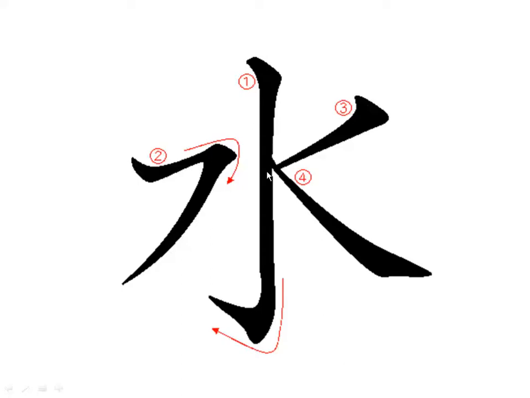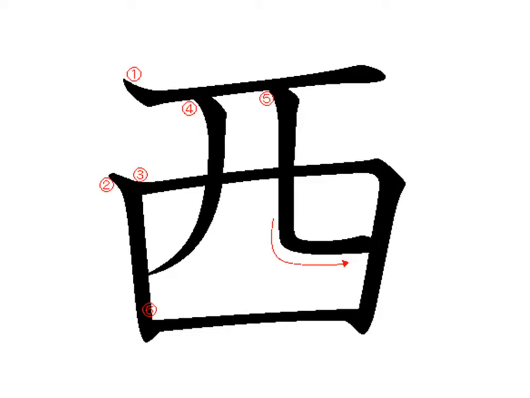3, and here the brush is meant to leave the page. 4. And so Mizu, water, has 4 strokes. Here's the kanji for Nishi. Again, think about when the brush leaves the page.